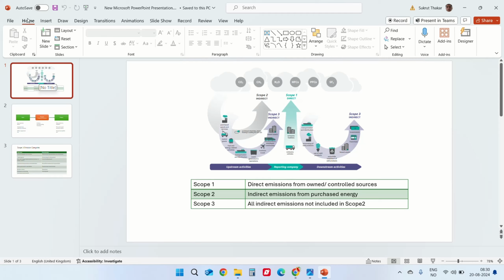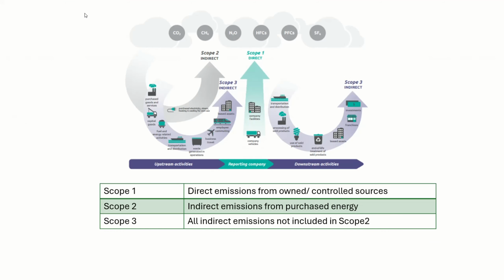Let us begin. We are all familiar with this diagram from the GHG protocol. The GHG protocol classifies the emissions into three scopes. Scope 1 are the direct emissions from owned or controlled sources. Scope 2 are the indirect emissions from generation of purchased energy. This includes electricity, heating, cooling, etc. And Scope 3 are all indirect emissions which are not included in Scope 2.